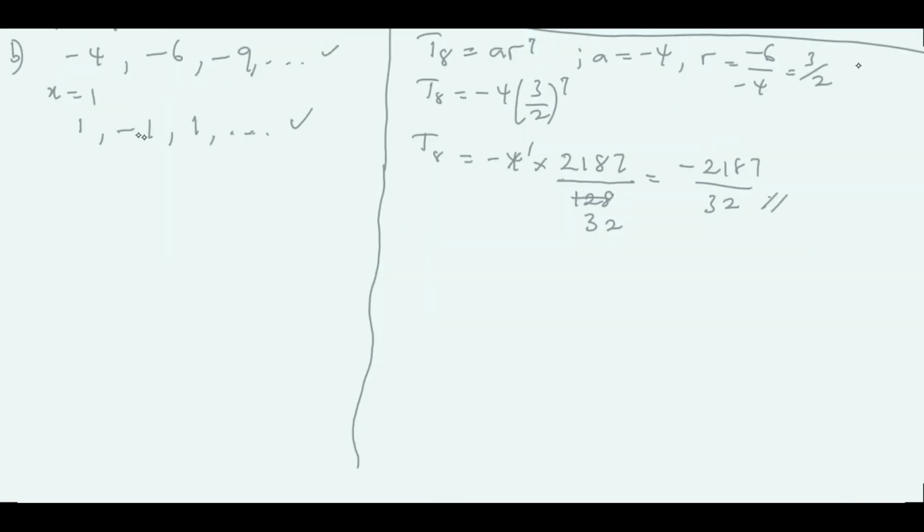The other possible sequence for this one is when your a is equal to 1, your r equals minus 1 over 1, which gives you minus 1, and the eighth term is equal to ar raised to power 7. So we now have 1 times minus 1 raised to power 7. That will give you 1 times minus 1. Your final answer will be minus 1.